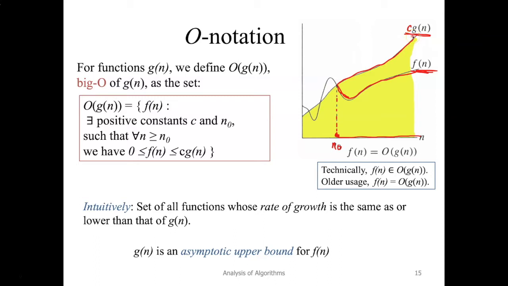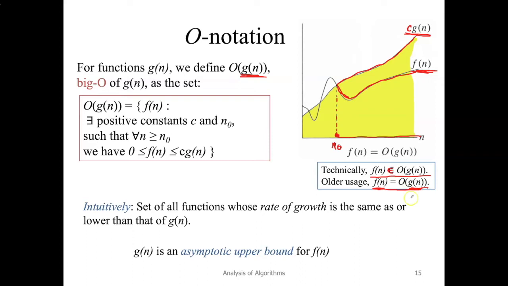Right? So big O is intuitively describing the set of all functions whose rate of growth is the same as or lower than g of n. So g of n is an upper bound for f of n. If we say, for example, that f of n is big O of g of n, we're saying that g of n is an asymptotic upper bound for f of n. Because big O of g of n is actually a set of functions, technically, you'll see this both ways. Technically, we would write that f of n belongs to the set of functions big O of g of n, using this notation here.